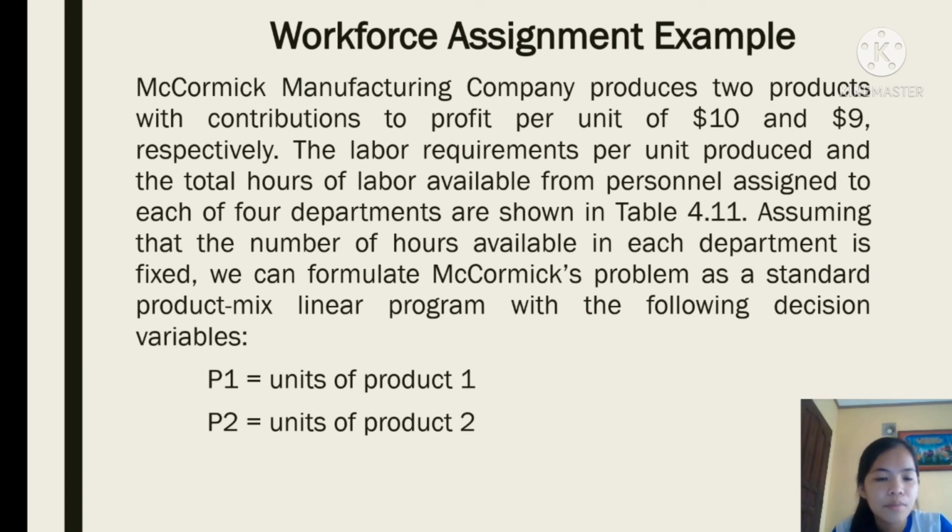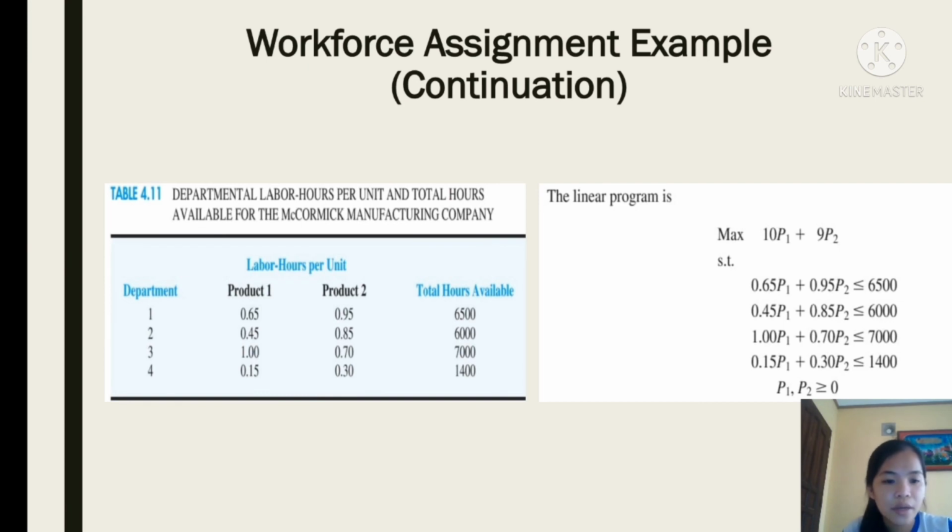So, an example problem. McCormick Manufacturing Company produces two products with contributions to profit per unit of $10 and $9, respectively. The labor requirements per unit produced and the total hours of labor available from personnel assigned to each of four departments are shown in Table 4.11. Assuming that the number of hours available in each department is fixed, we can formulate McCormick's problem as a standard product mix linear program with the following decision variables. Let P1 equal units of product 1 and P2 equal units of product 2. So we have Table 4.11, departmental labor hours per unit and the total hours available for the McCormick Manufacturing Company.